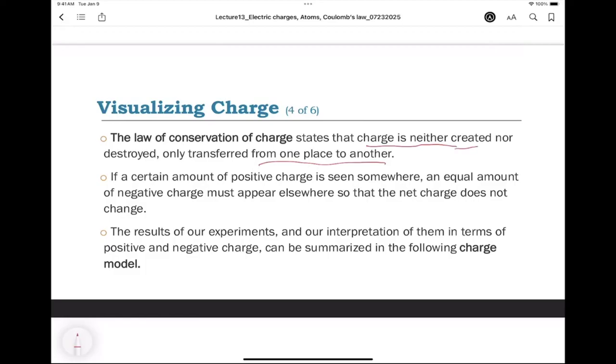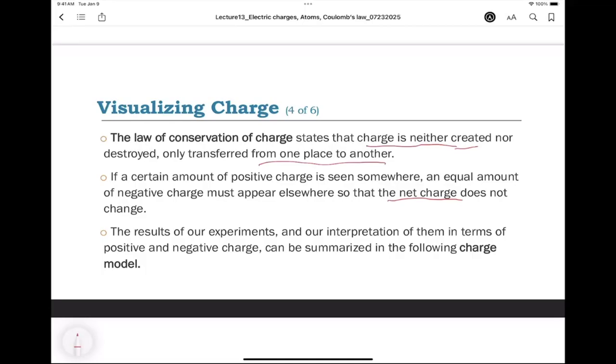It's just like a transfer from one place to another. If a certain amount of positive charge is staying somewhere, an equal amount of negative charge must appear elsewhere so that the net charge does not change. So the net charge will forever stay the same. Does that make sense to you?